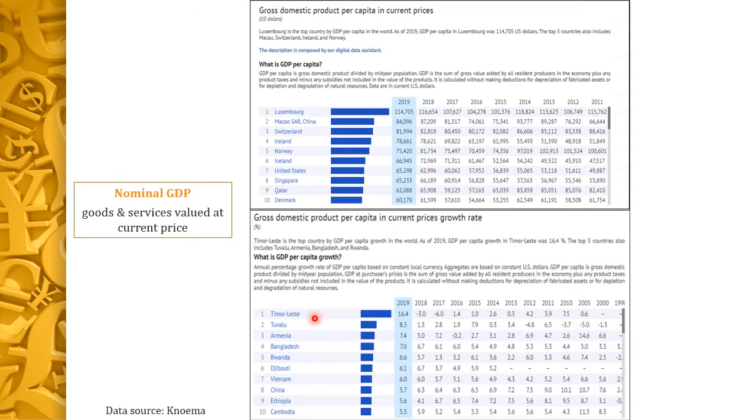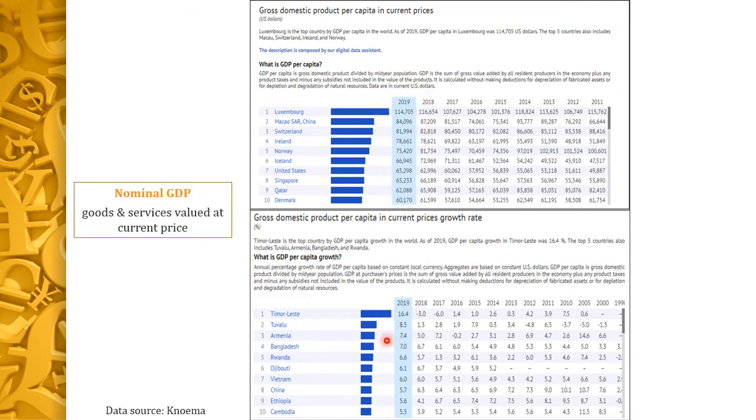But would Timor really be the place you want to move to if you're looking for a really high standard of living? I mean, they've had a 16% growth rate in 2019, but that 16% growth rate might take you from the very bottom to just one or two slots up. So growth rate tells us something. It says that these countries are on the move, but it may not tell us whether or not they have really high standards of living. That's why we might need a chart like this that tells us per person what the standard of living is.